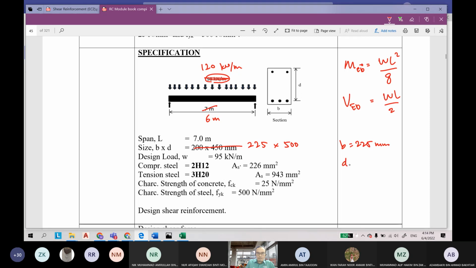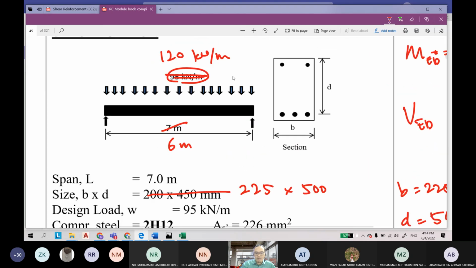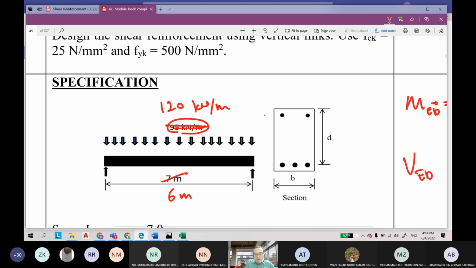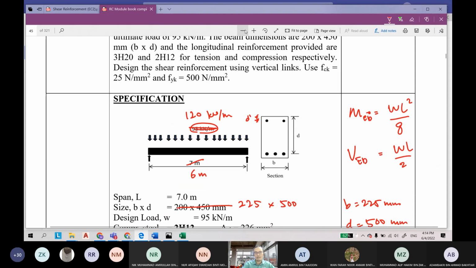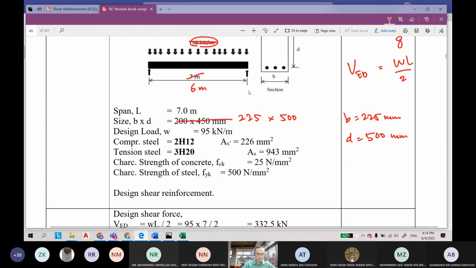Our D is equal to 500 mm. So you must know how to determine the value of D, and also if it involves D prime, I believe you must know how to determine D prime. From example number 1 to example number 7, the value of D prime and D is given. Also in this example it is given.